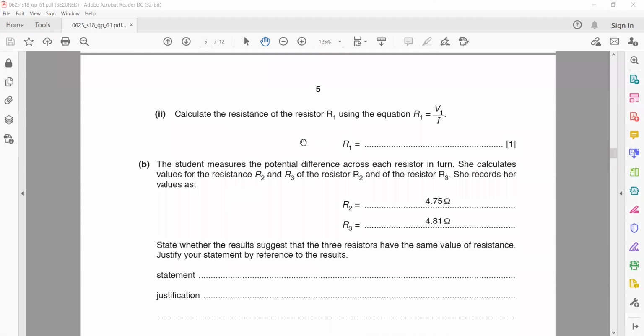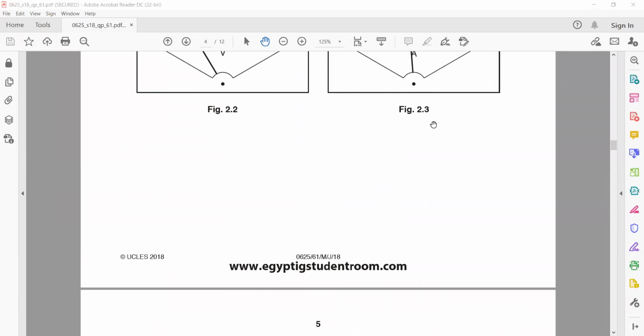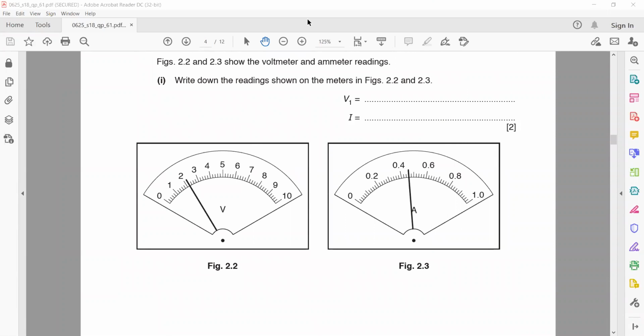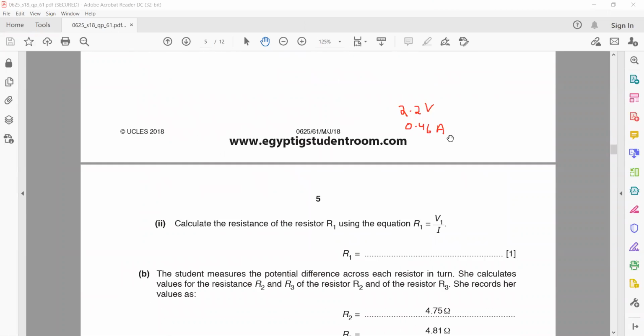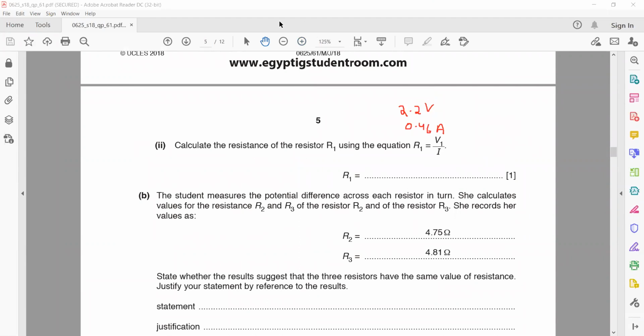Calculate the value of the resistance R1. So what is the value of the resistance using the results 2.2 and 0.46? When you divide them, what is the answer for R1? 4.8. Because of the two decimal places, it is 4.78 ohms.